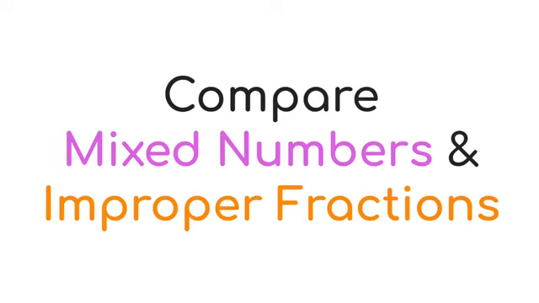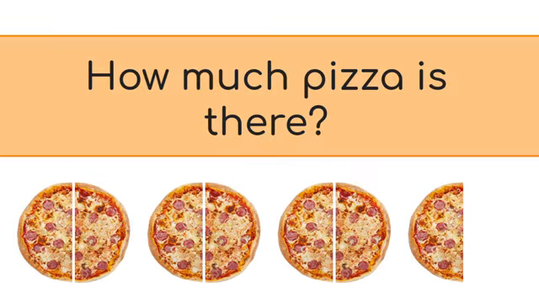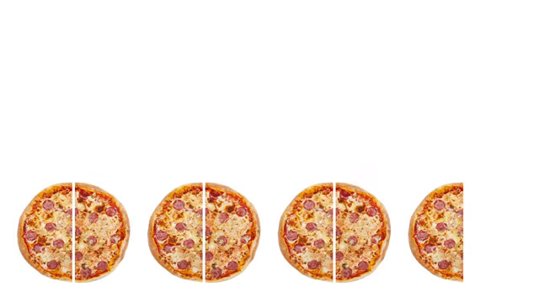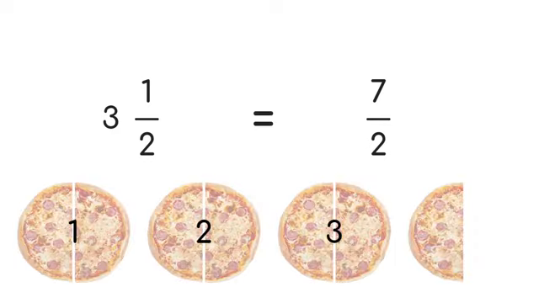In this video, we will learn how to compare mixed numbers and improper fractions. Before we get started, can you answer this question? How much pizza is there? Did you say 3.5? What about 7/2? Both are actually correct because they're equivalent. We can count 3 whole pizzas and 1/2 of a pizza, or we can count 7/2.